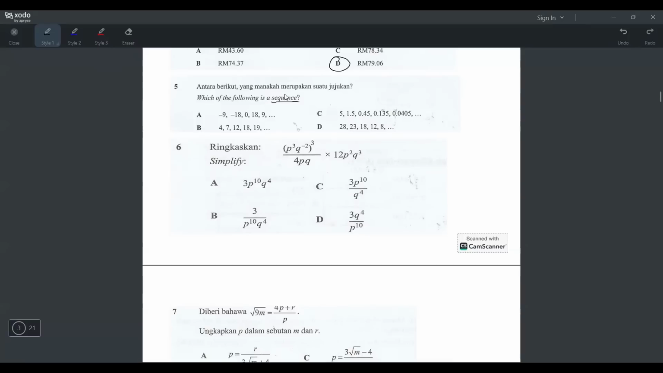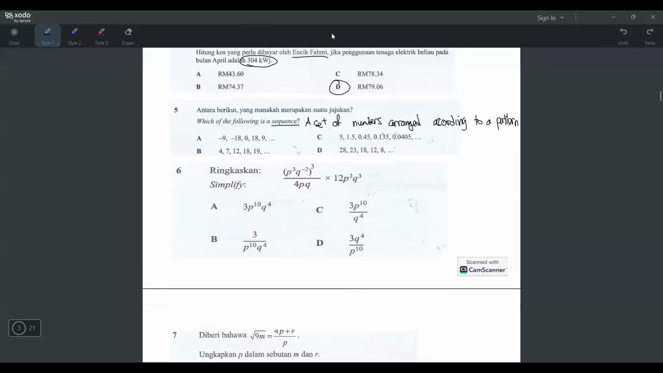Okay, tak apa, saya explain sekali lagi. Sequence is a set of numbers. Okay, it's a set of numbers arranged according to a pattern. Okay, so sekali lagi, what is sequence? What is jujukan? It's a set of numbers arranged according to a pattern. Okay, let me give you some example. Alright, to make sure you really understand, I will give you one example. So the pattern can be +2, it can be -5, it can be ×3, it can be divide 7, whatever.